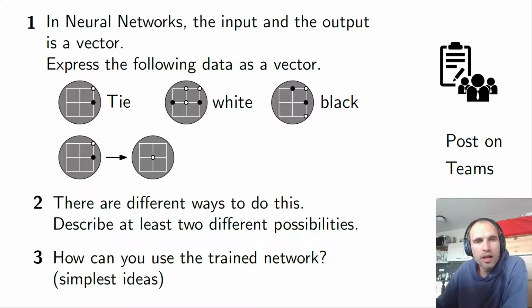Second question, so there are different ways that you could translate those things into a vector. Try to describe at least two different possibilities, and maybe think about what would be the pros and cons. And then now imagine you have trained a neural network with these two different ways, these two different types of labels. How could you use this in order to have an agent? Just think about some very simple ideas. And again, post your answers on MS Teams.